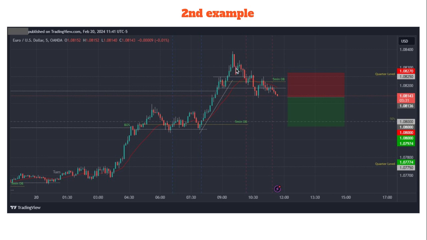One, two, three, four candles. These four candles form a three candle pattern. These ones right here as well form a three candle pattern. So now we have five confirmations. All of this happening at this quarter level. The price goes above it and closes below it. Now we have six confirmations.